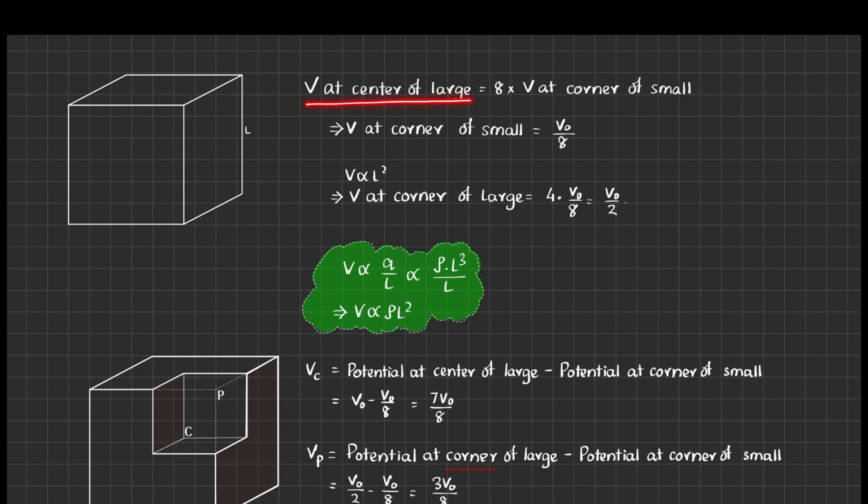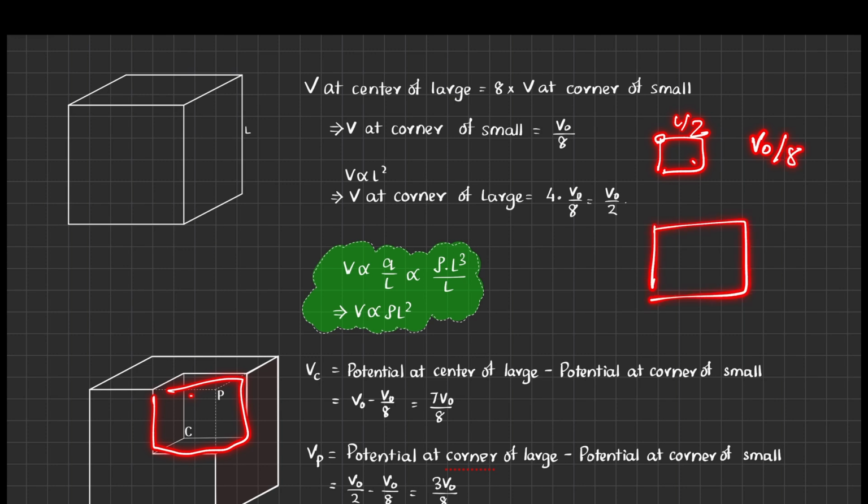V at the center of the large cube is equal to 8 times V at the corner of the small, because there will be 8 such small cubes and their corner potentials will get added at the center here. So one cube's corner potential comes to be V naught by 8. Now we know V is proportional to L square, right? So if I have a smaller cube of side L by 2, which is this one, its corner potential is V naught by 8.